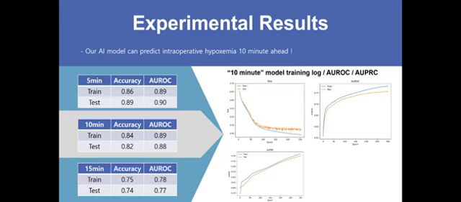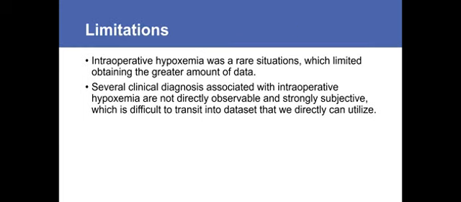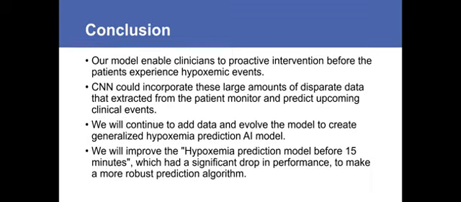Intraoperative hypoxemia was a rare situation, which limited obtaining a greater amount of data. Several clinical diagnoses associated with intraoperative hypoxemia are not directly observable and strongly subjective, which is difficult to transit into a dataset that we can directly utilize. Our model enables clinicians to proactively intervene before the patients experience hypoxemic events. CNN could incorporate these large amounts of disparate data extracted from the patient monitor and predict upcoming clinical events.